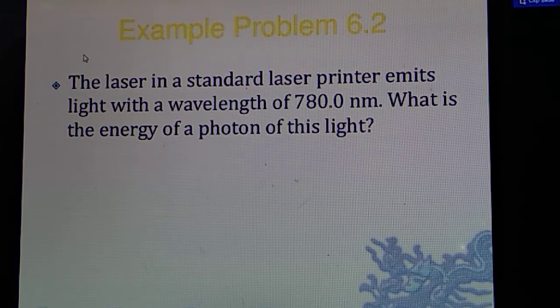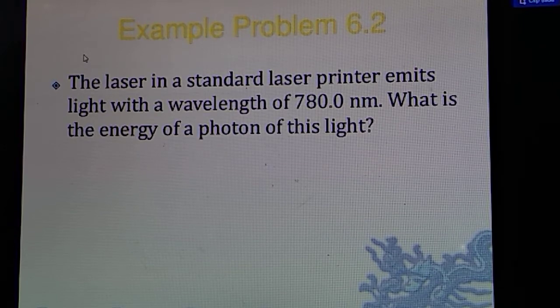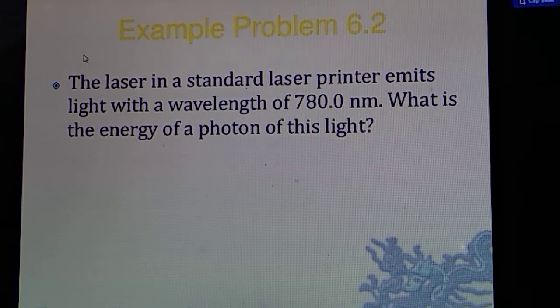The laser in a standard laser printer emits light with a wavelength of this many nanometers. What is the energy of a photon of this light? So E equals h into nu, and nu equals c by lambda. The lambda value is given here, the c value you know, and h is Planck's constant, 6.626 into 10 to the power minus 34 joule second. This you have to put in and complete these numericals.